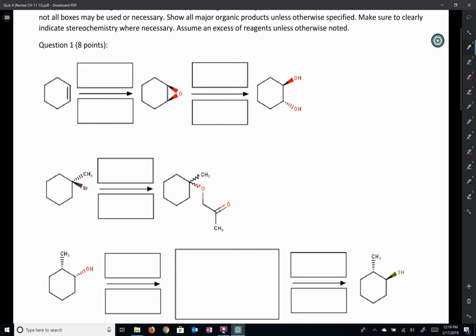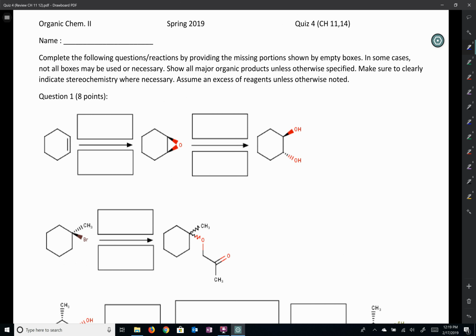So up at the top, we have an alkene going to an epoxide. There's a couple different ways of doing that. The simplest is MCPBA. We could also use hydrogen peroxide and sodium hydroxide, but MCPBA seems just fine for us. And then we've got a couple options here at the end. We want to make a trans diol. That means we're basically doing a ring opening from our epoxide.